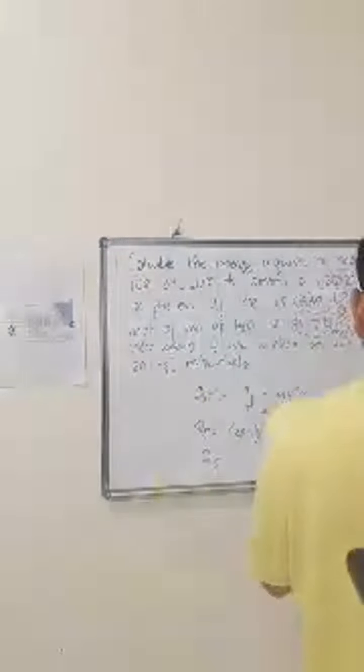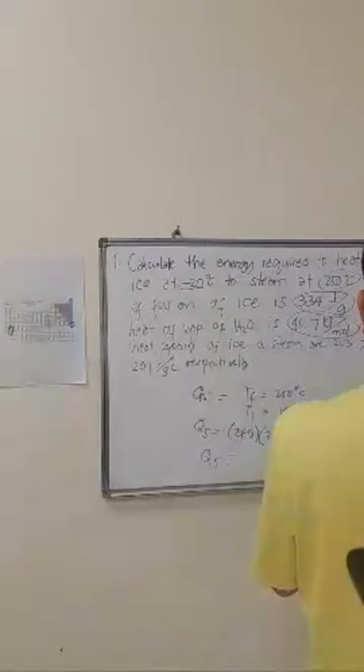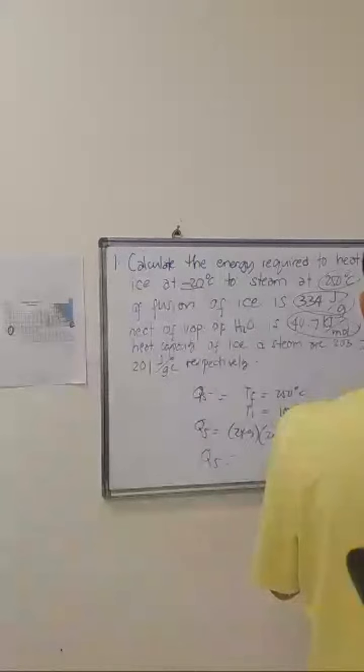Let's add them up. 97,440 plus 8,016 plus 10,041.6 plus 54,210 plus 7,236. Okay, so we have about 893,000 total energy.